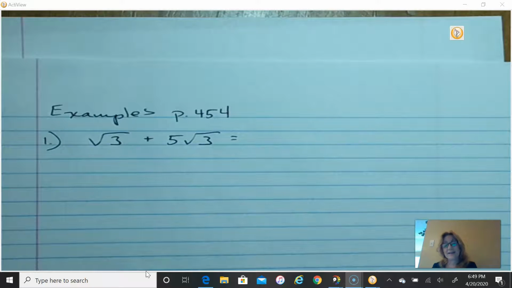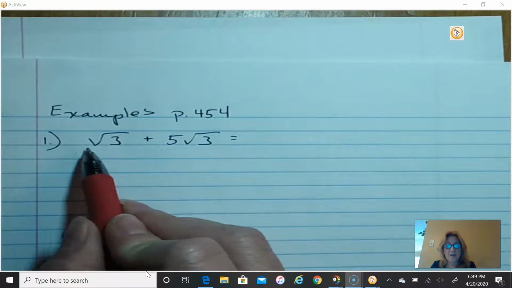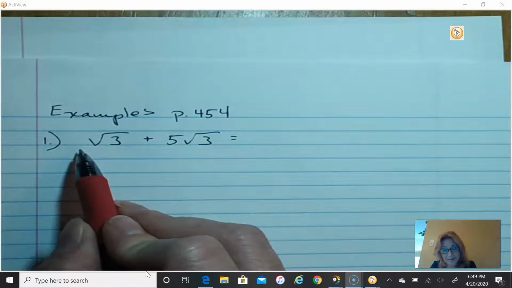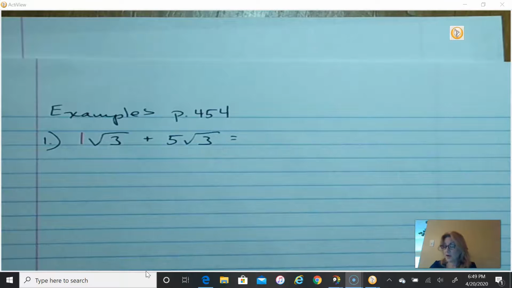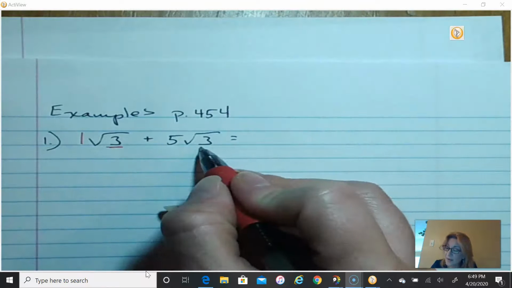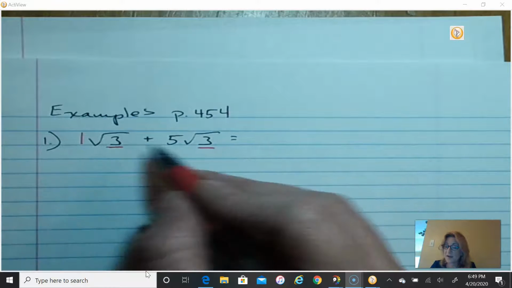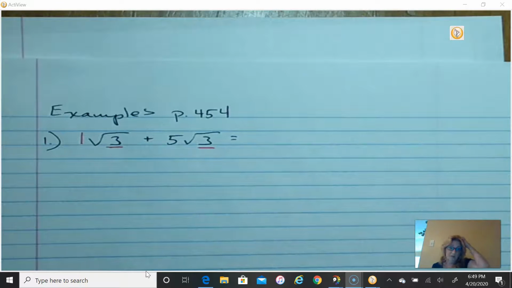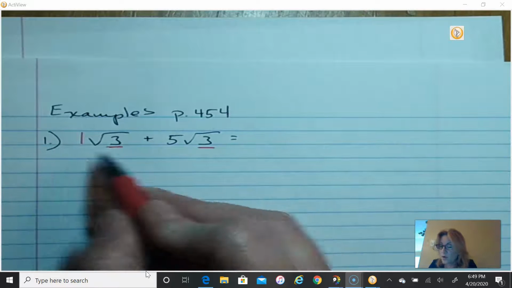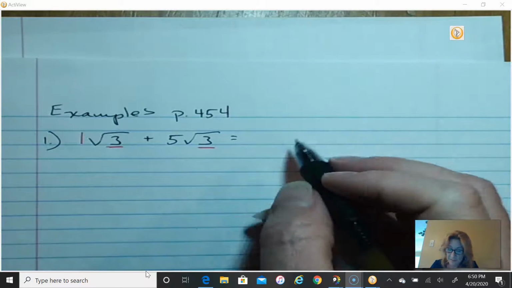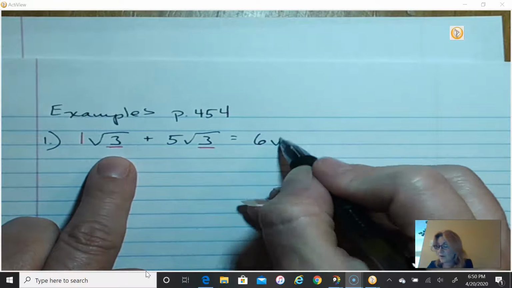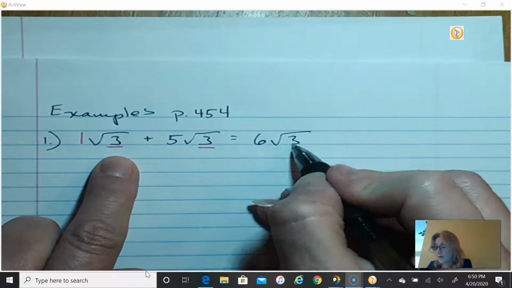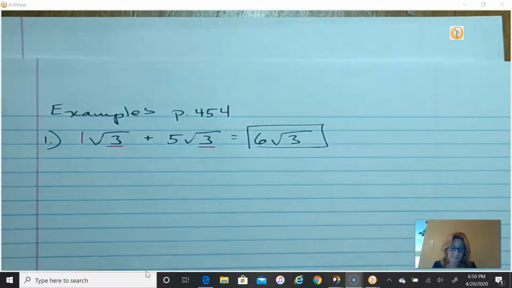Haley, if there's no number on the outside here, what do we pretend is there? 1. Are these the same radicands? Yep, they're the same, so we can combine those. They're considered like terms. Okay, so 1 plus 5 is 6, and we bring over that square root of 3, and we're done.